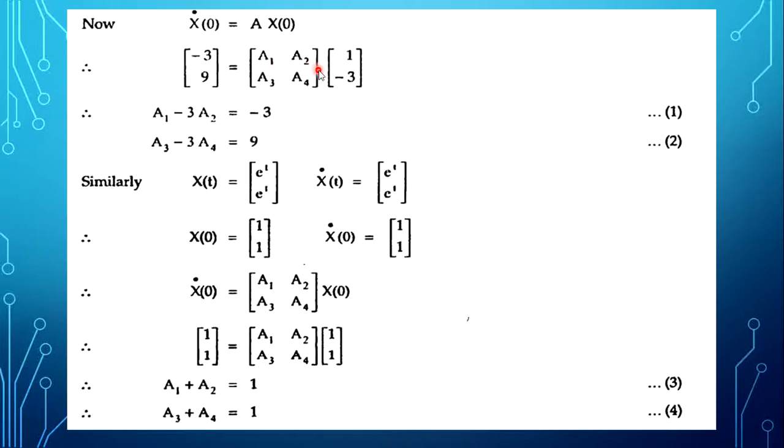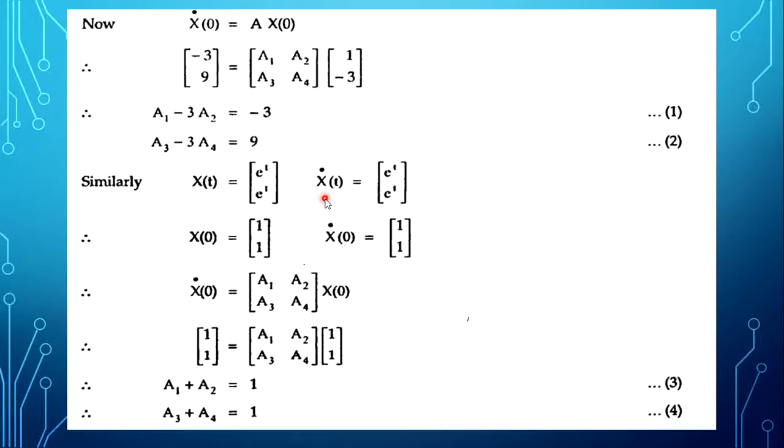This first row into this column multiplication gives 1a1 minus 3a2, which is equivalent to minus 3. That is the first equation. The second equation, by considering the second row, is 1a3 minus 3a4, which is equivalent to 9. Let us consider these two equations as equation 1 and 2. This is by considering the first x of t we obtained.